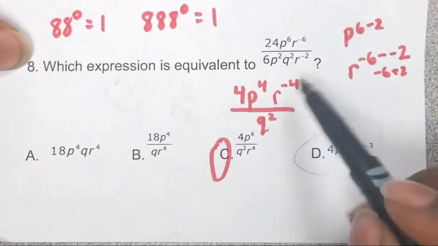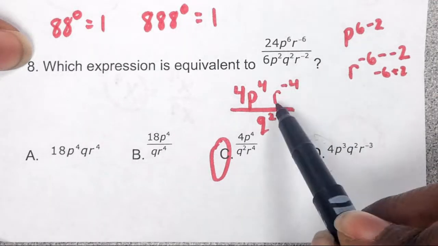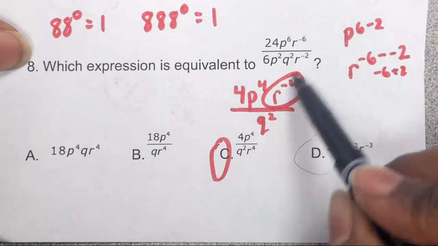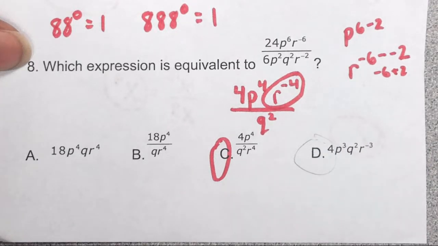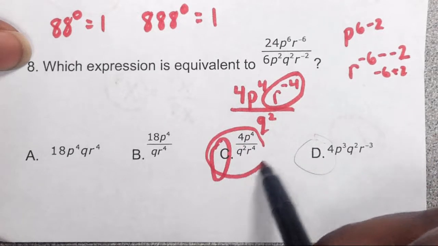However, remember the other rule. What's wrong with this? We cannot leave a negative power. Make it a positive, so this comes down to the bottom with this one, and it becomes r to the positive 4. And then this is our final answer.